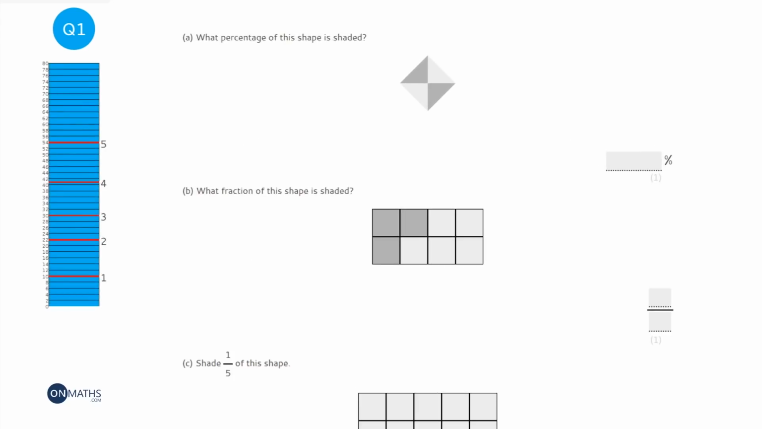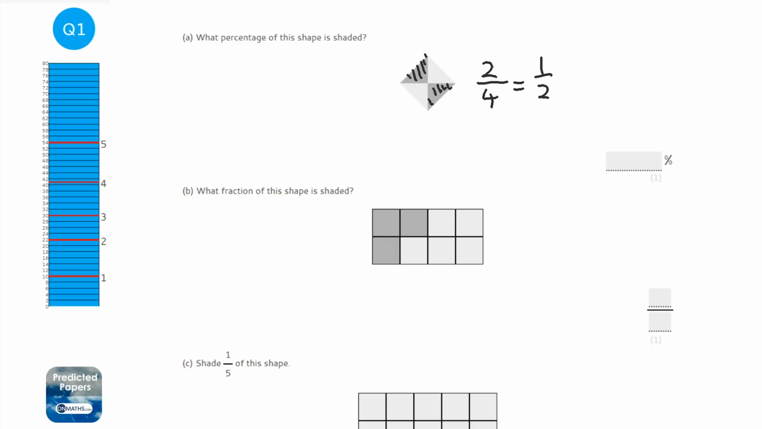So for this question, we're asked to find the percentage of the shape that's shaded. So there are 4 sections in total and 2 of them are shaded. So as a fraction, that would be 2 over 4. Well, we can halve top and bottom, so it's a half. And you can see there that half of that's shaded.